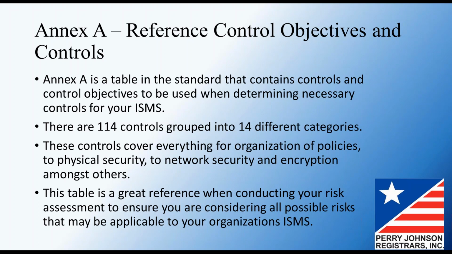And this table is a great reference when you're conducting your risk assessment to ensure you're considering all possible risks that may be applicable to your organization's ISMS, your information assets, and your systems. That is to say, if you're looking at a particular information asset and trying to determine what some potential threats or risks that may apply to it are, if you go to the back of the standard in Annex A, there's 114 controls that you can work backwards from and say, okay, does this control address a potential risk to something that we have in our organization?